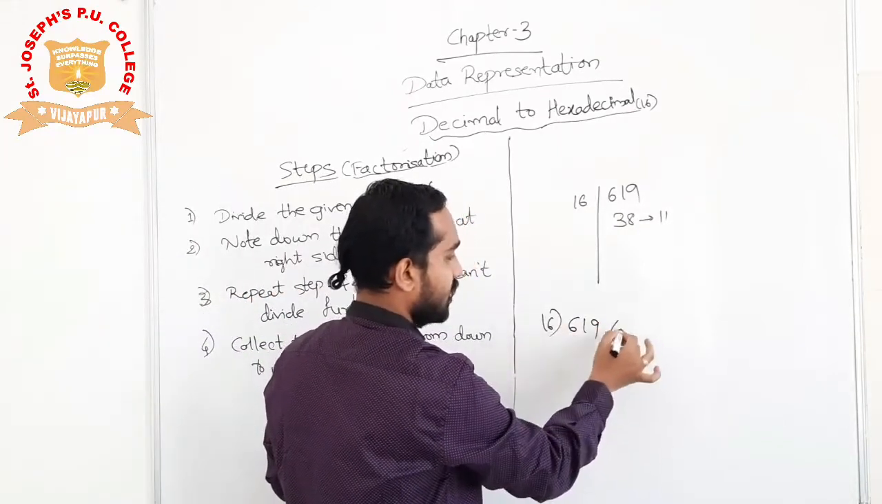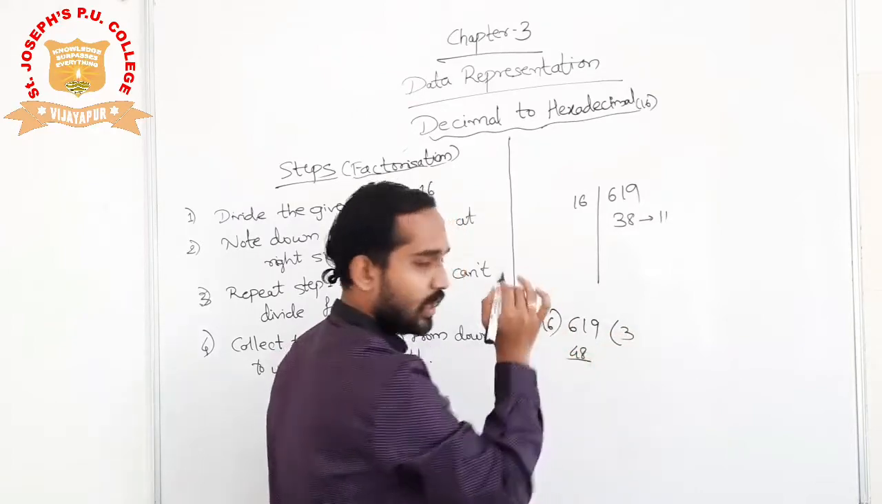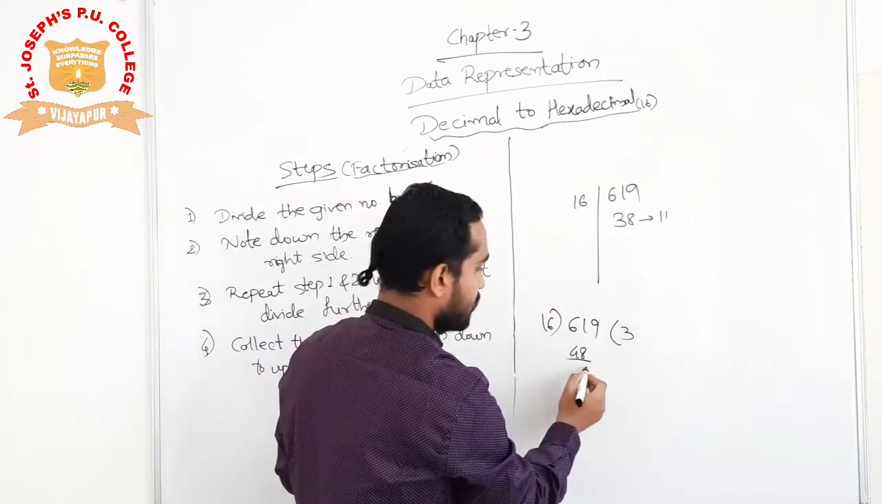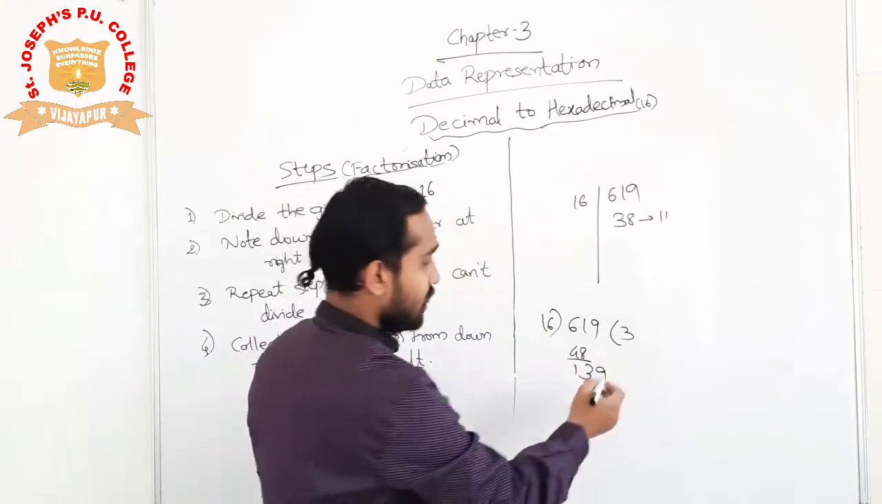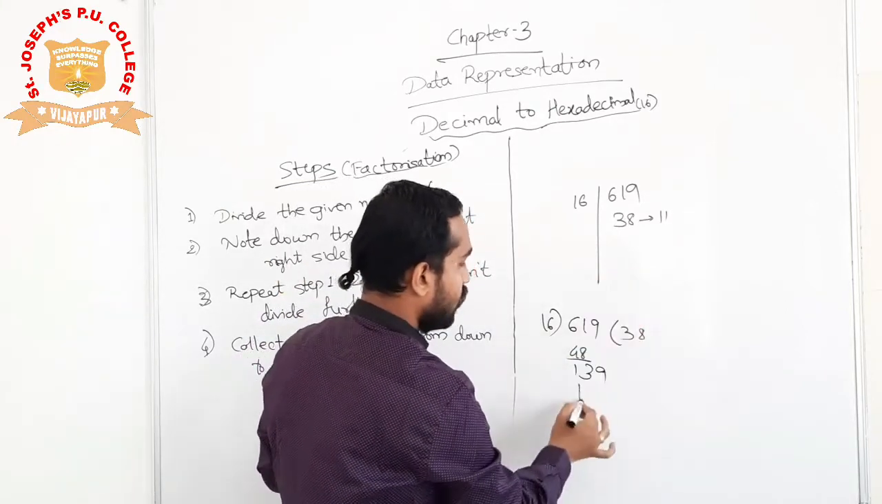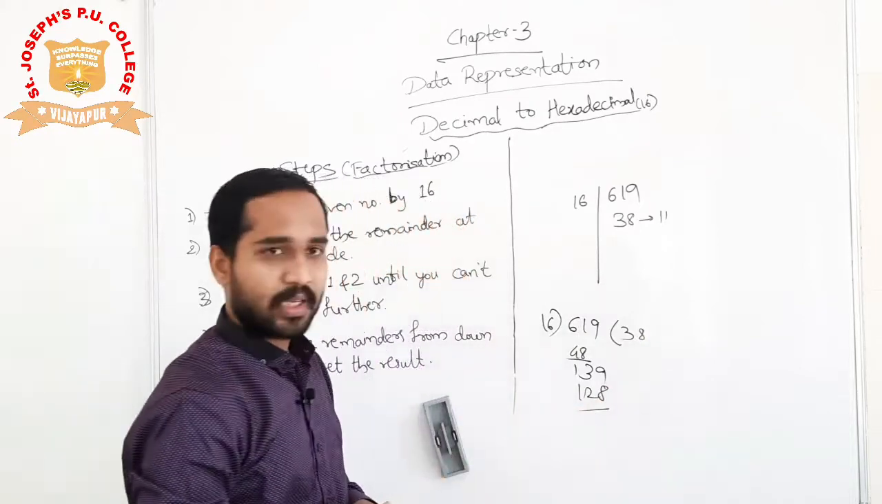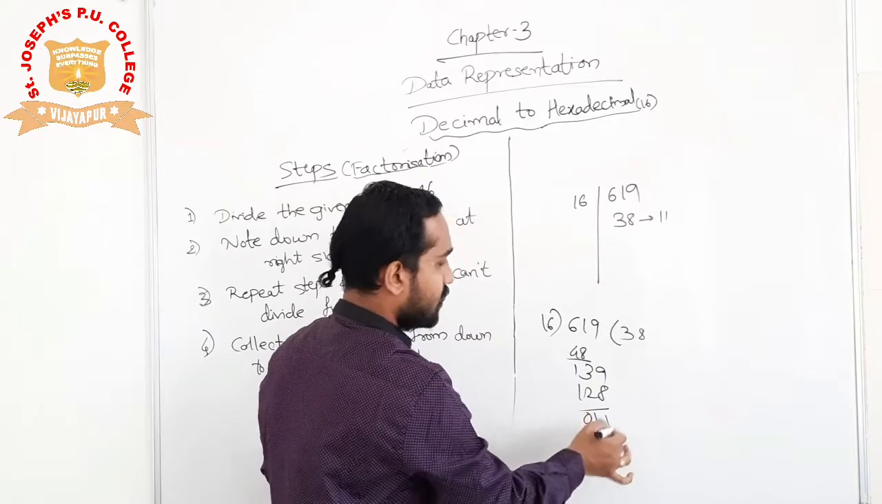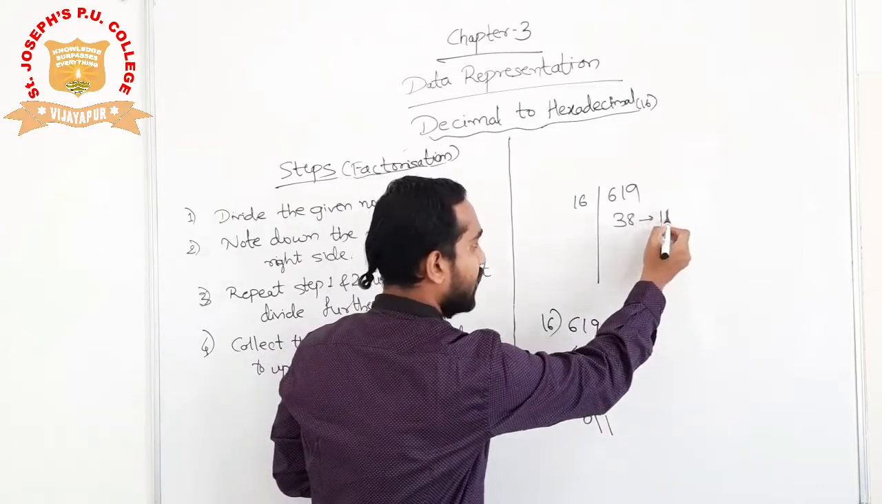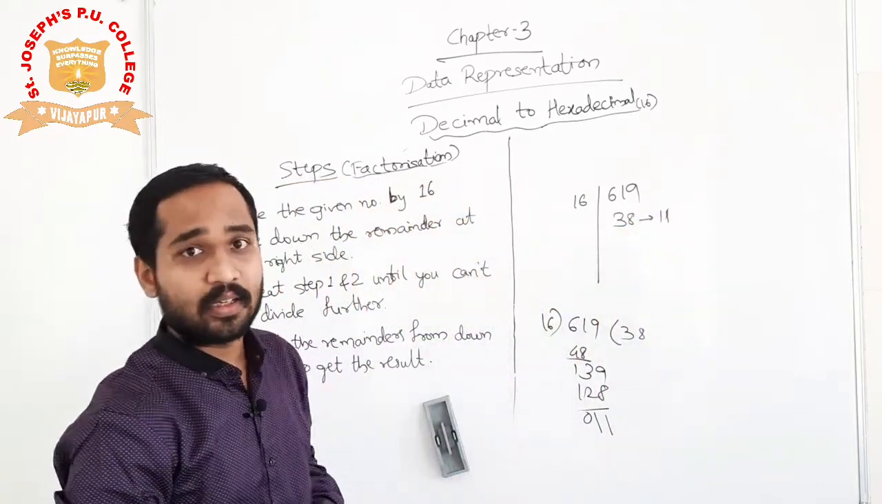619 divided by 16. 16 3s are 48. Correct? How much remains? 13 remains. Okay, 139 it is. Then 16 8s are 128. Am I right? So 11 remains. Correct? 11 is the remainder.